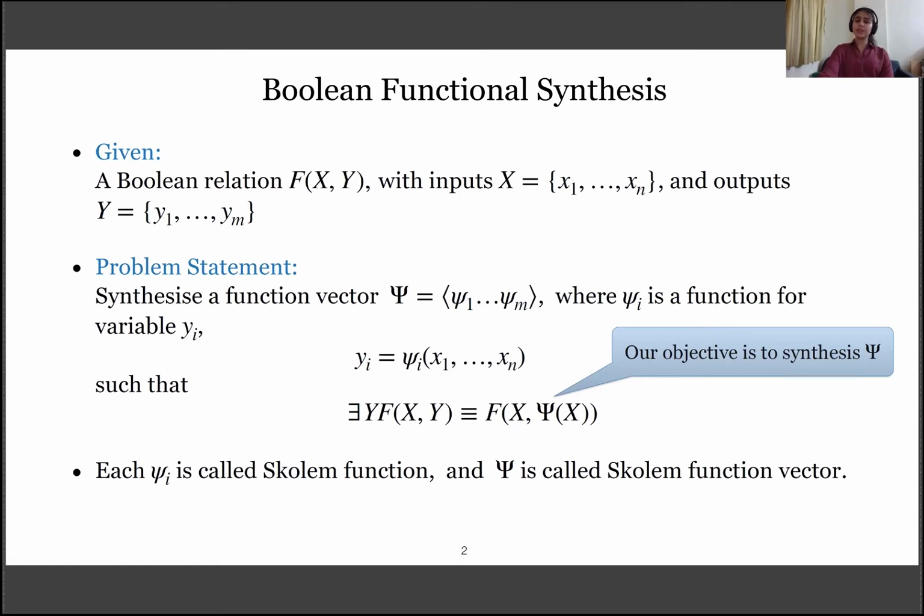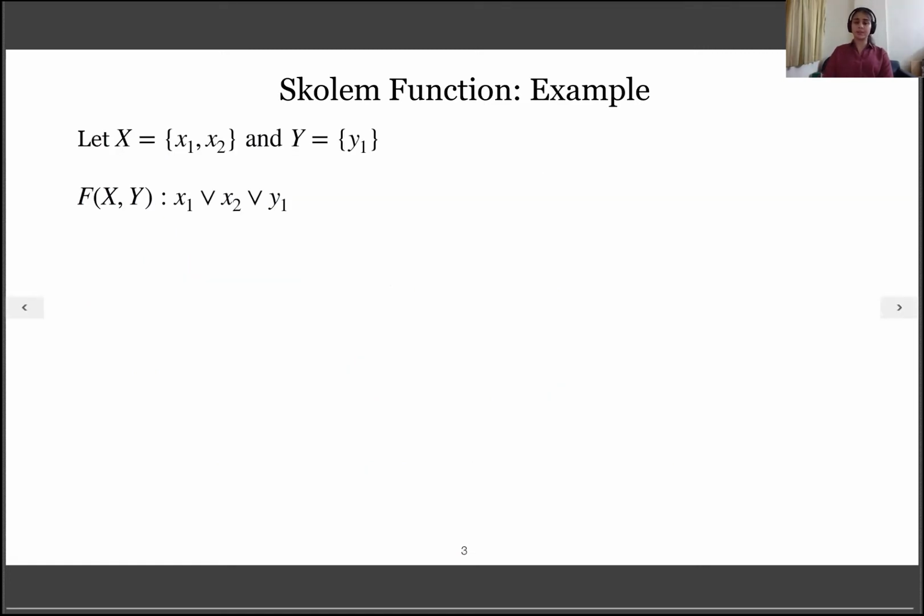Just to ensure that we are on the same page, let us consider an example. Here we have x1 and x2 as input variables and y1 as an output variable. The relation between input and output variables is x1 or x2 or y1. We can call this relation a specification also. Our objective is to synthesize a function psi1 corresponding to the output variable y1.